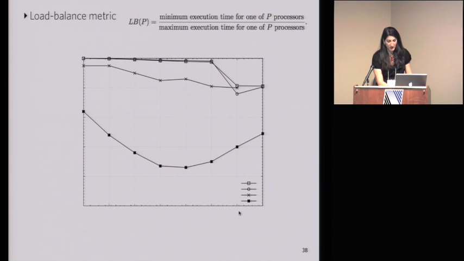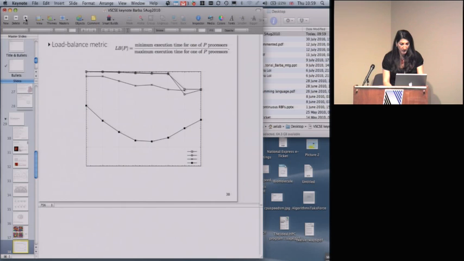And I've lost my numbers, but this is 256 processors here, and this is 128, and we do have a sort of degradation there of the metric. I don't know why I've lost my numbers. They're not there.